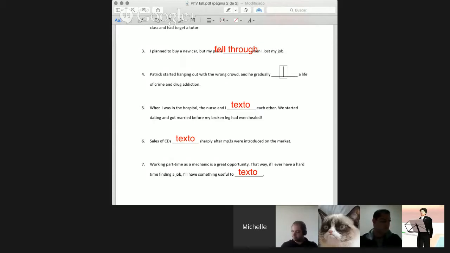Fell off. No, so there's one that we use specifically when we're talking about lifestyles or habits in a negative way. Okay, fell apart. No. Fell up. No. Okay, so fall into. Yeah. So he gradually fell into a life of crime and drug addiction, right?